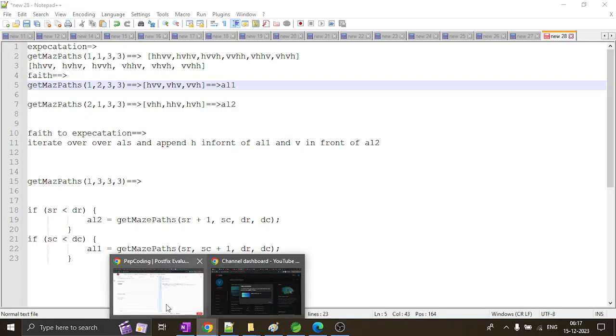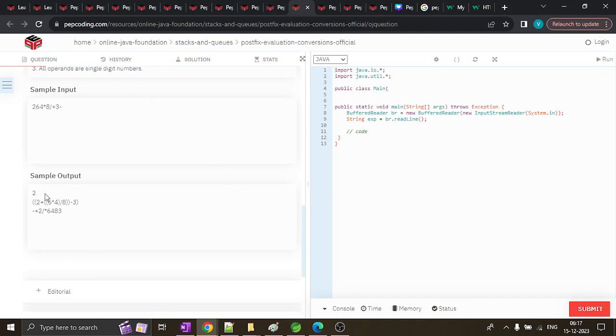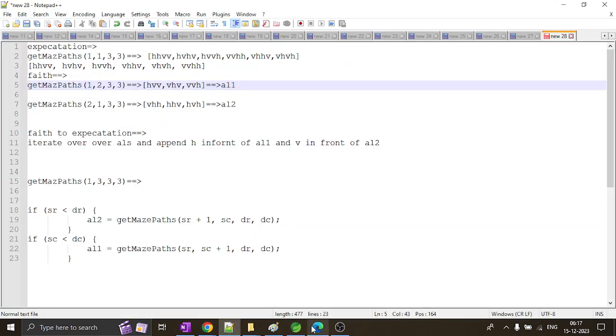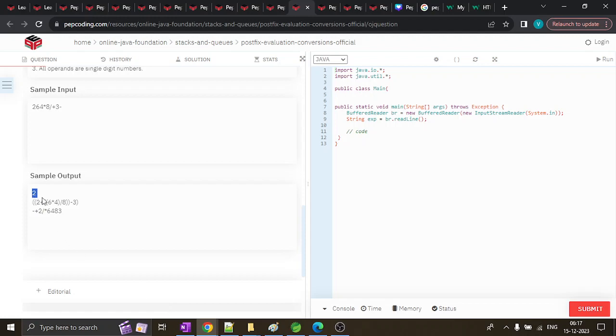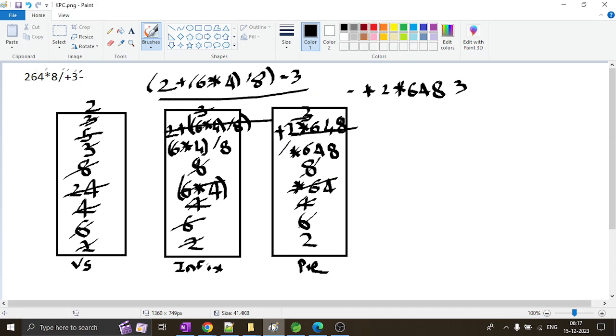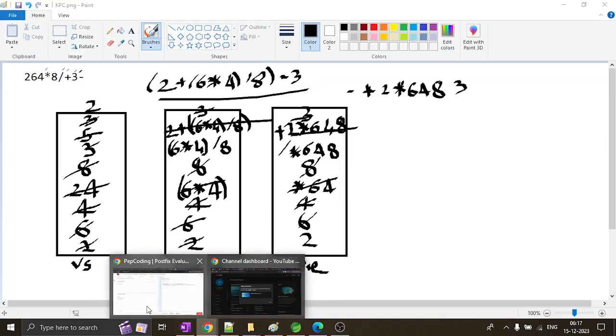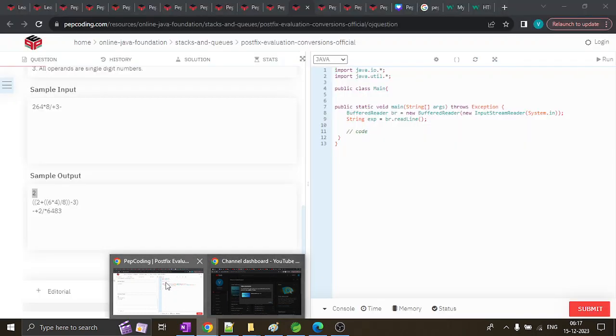So let's check it once. The answer that we have is 2. So in the evaluation stack, we will have 2, right? And this is the expression that we got, which is 2 plus 6 into 4 divided by 8 minus 3. And we have this in the pre-stack, minus plus 2 multiply 4, 6 multiply 4.